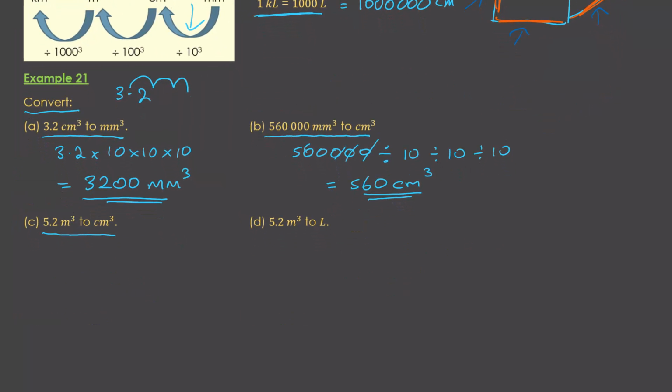5.2 cubic metres to cubic centimetres. So that's 5.2. And we're going to need to times by 100, and then times by 100, and then times by 100. Which means starting with 5.2, the decimal point is going to go 6 places. 1, 2, 3, 4, 5, 6. So that's 5, 2, and then we've got 1, 2, 3, 4, 5 zeros. And that's now in cubic centimetres.